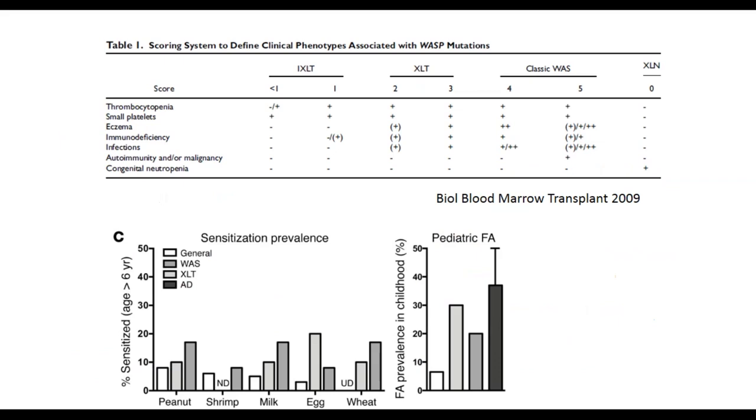This is the classic scoring system that had been used in the past to decide just how severe the mutation was. Over here are patients who have X-linked thrombocytopenia, but as you accumulate more of the symptoms that I described, you become more thought of as having classic Wiskott-Aldrich syndrome. And in the past, the thought had been, well, these patients with XLT are fine and don't really need a definitive therapy, but there's increasing evidence that although the survival for those patients is still pretty good, they have a lot of complications.